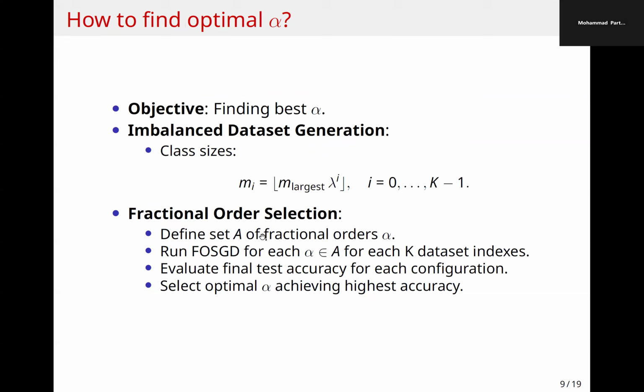So how to find the best alpha? In fact, from the previous new data set, with class sizes m_i, in order to find the best alpha, first we define a set of fractional orders, then we run fractional order SGD for each alpha over each k data set indexes. After that, we evaluate the final test accuracy for each configuration, and at the end, we select the optimal alpha, which is achieving the highest test accuracy.